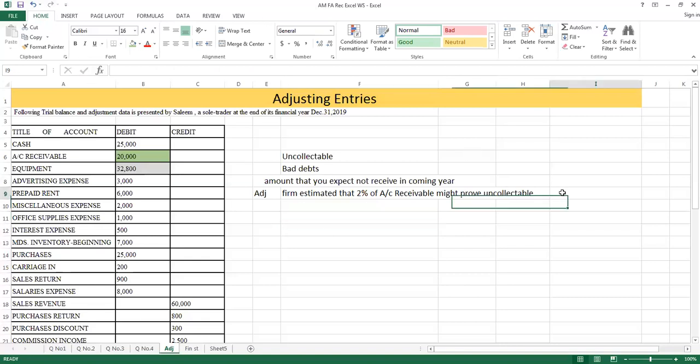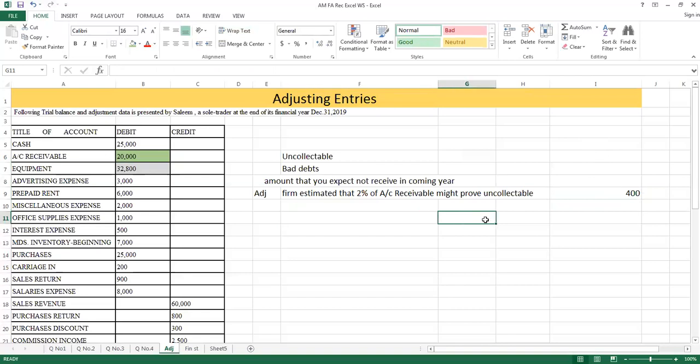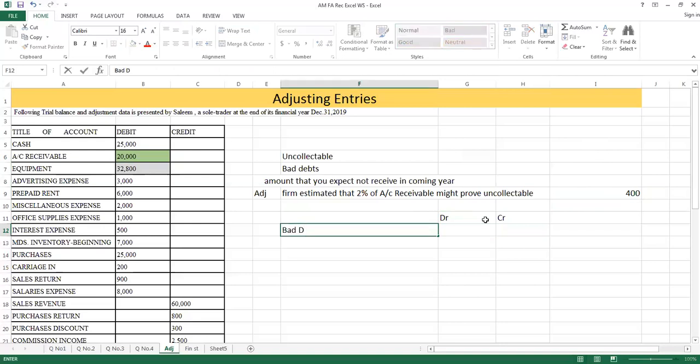So if I take the 20,000 amount which is given as account receivable, as you can see yourself, this is important, how we are taking the amount, and then multiply it by 2%, it becomes 400. So we will pass one entry, and you can call it bad debts expense debit and allowance for bad debts credit.